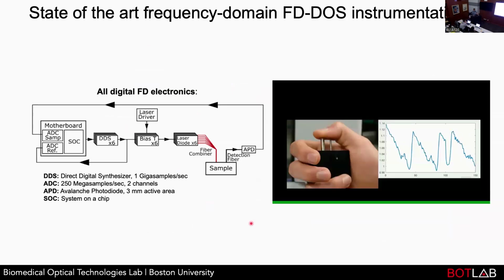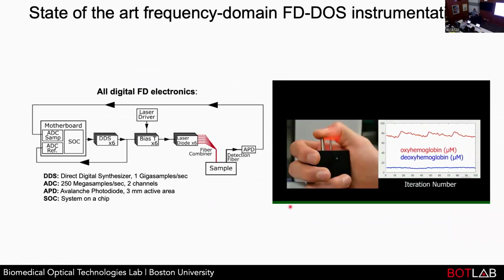And so here's an example of this video. Hopefully it'll play. This is a source and a detector fiber on a thumb. And what you're looking at is a real-time extraction of oxy and deoxyhemoglobin, all measured from the frequency domain. So we do have mu A and mu S prime. And this pulsatile signal is from each beat of the heart, the cardiac signal.